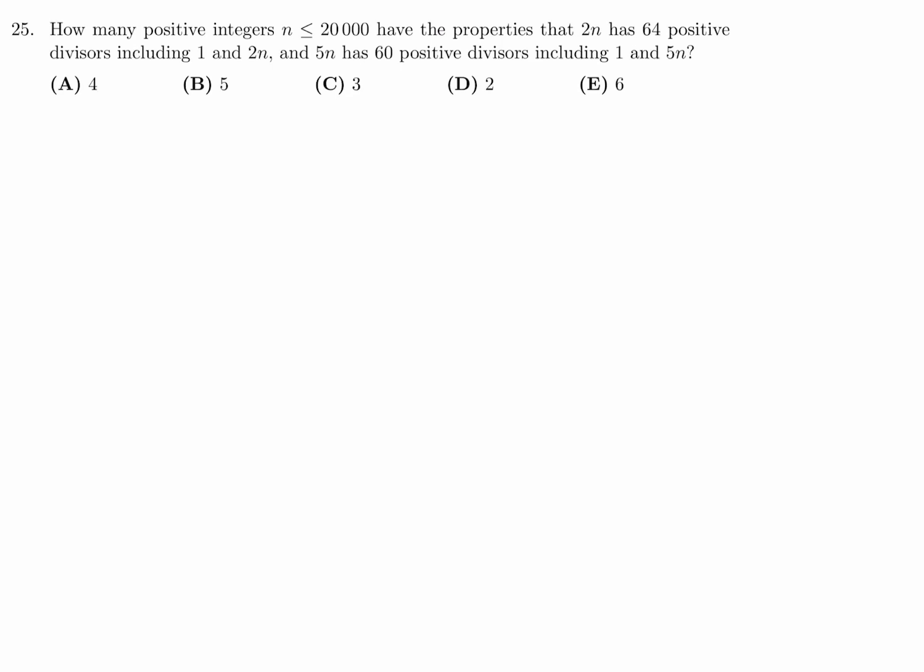Number 24. How many positive integers n less than 20,000 have the properties that 2n has 64 positive divisors, including 1 and 2n, and 5n has 60 positive divisors, including 1 and 5n? Let's start with a primer to explain this. Let's say I gave you some number n, and I said, how many divisors does it have? What is the method? Especially when the number is very large.